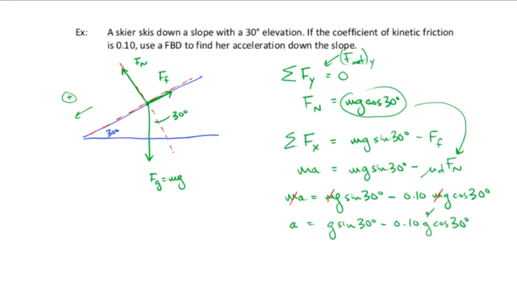And plugging in 9.81 for g and solving, we get that her acceleration is equal to 4.055 with some more digits, rounded to two significant figures, is 4.1 meters per second squared, and that's got a direction of down the slope. So you can see how we can use friction and Newton's second law along with free body diagrams to solve some problems.